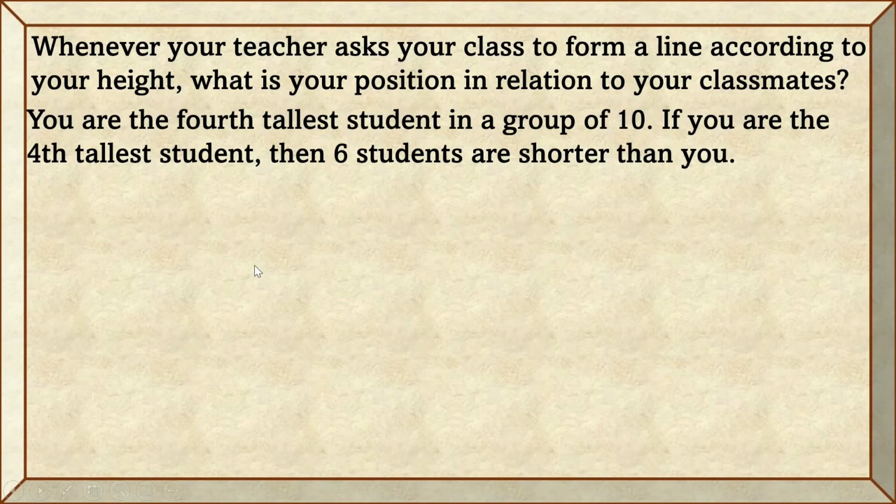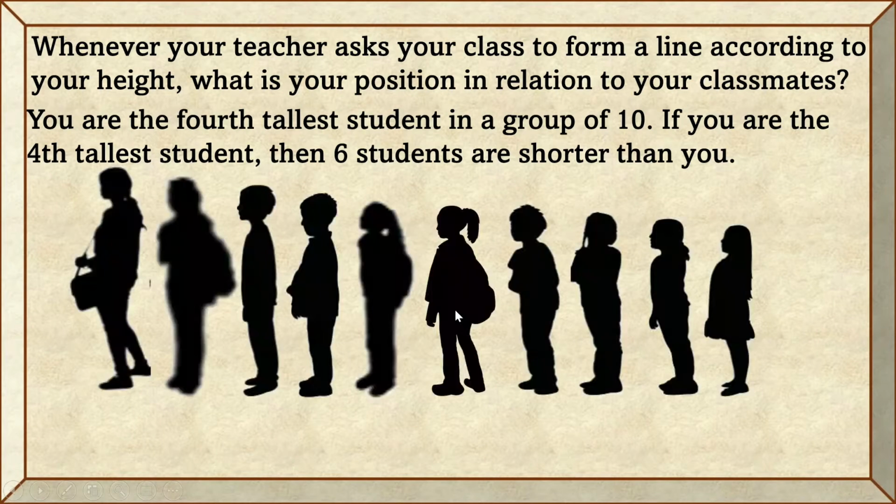To formally start the discussion about measures of position, consider this example. Whenever your teacher asks your class to form a line according to your height, what is your position in relation to your classmates? You are the 4th tallest student in a group of 10. If you are the 4th tallest student, then 6 students are shorter than you. It also means that 60% of the students are shorter than you, and 3 students are taller than you.